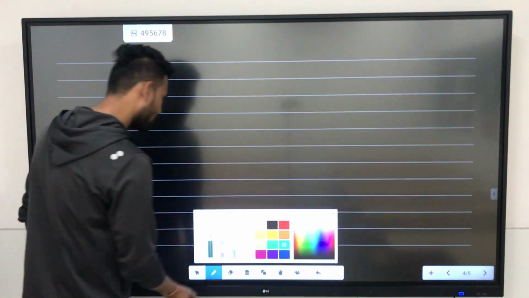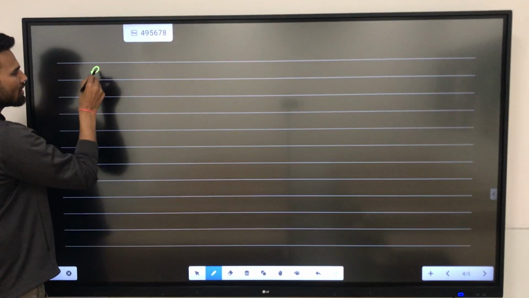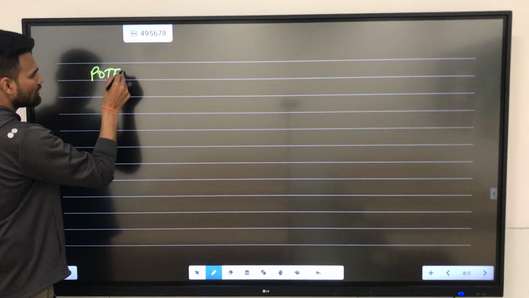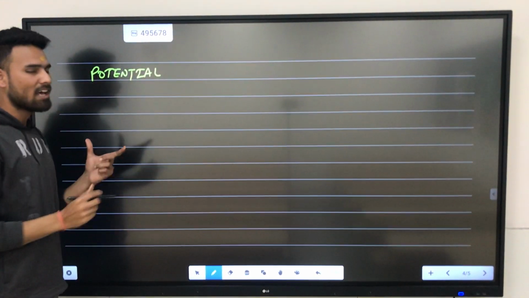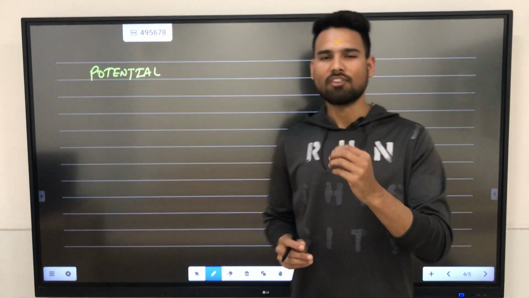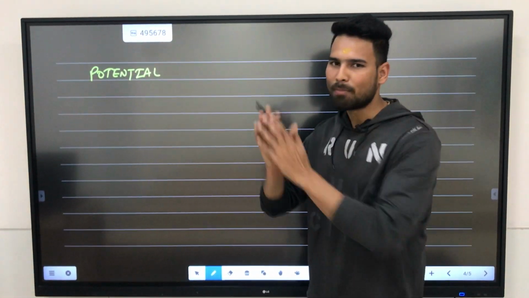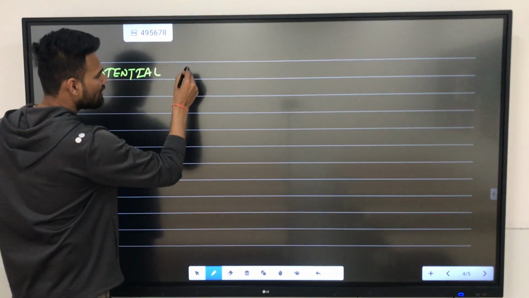What is actually a potential difference, or what is a potential? If someone says define potential, what is potential? Potential is a reference dependent term. First of all, potential is not a fixed term, it is a reference dependent term. So potential cannot be defined, but yes, potential difference can be defined.